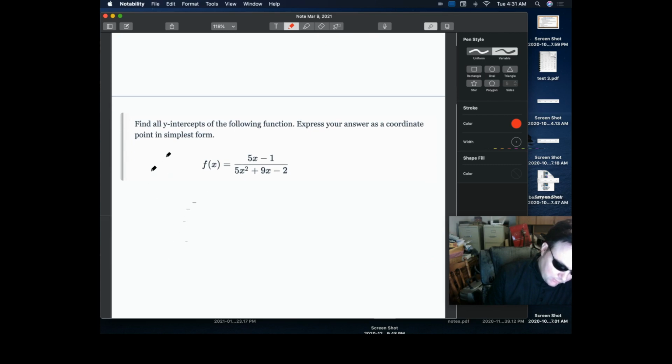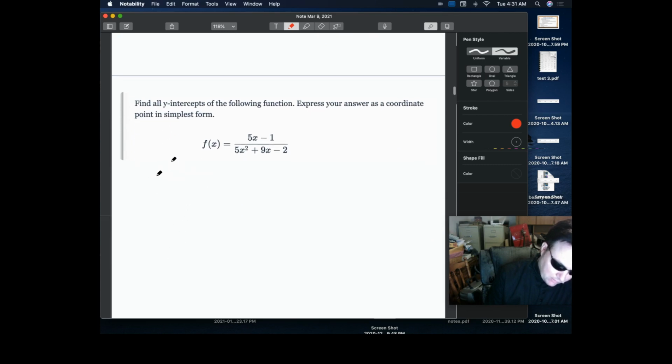All right, skipped one. Let's do this. Find all y-intercepts of the following function. So the y-intercepts are when x is equal to 0. So the first thing I always want to do still is try to factor it out. So let's see if we can do that.